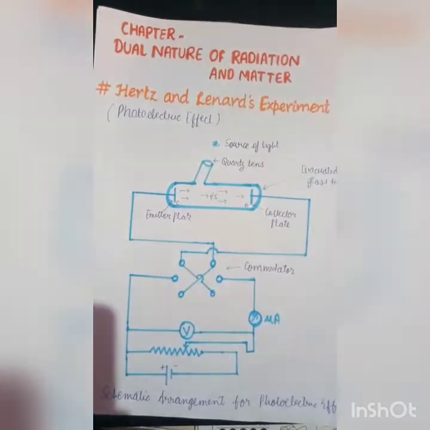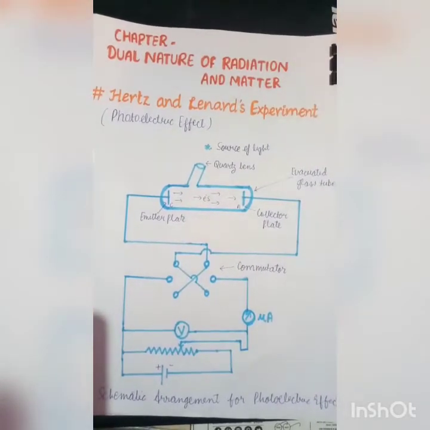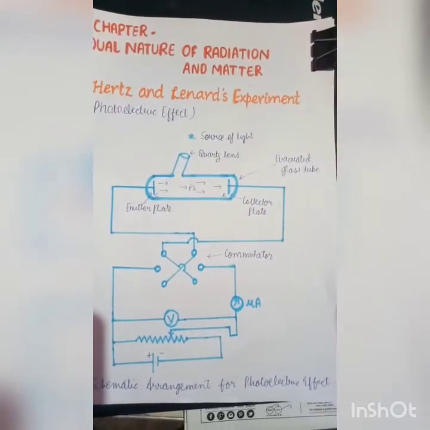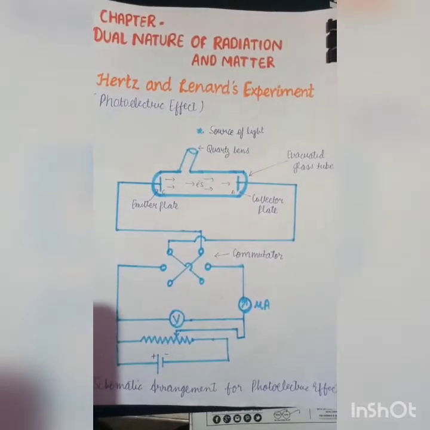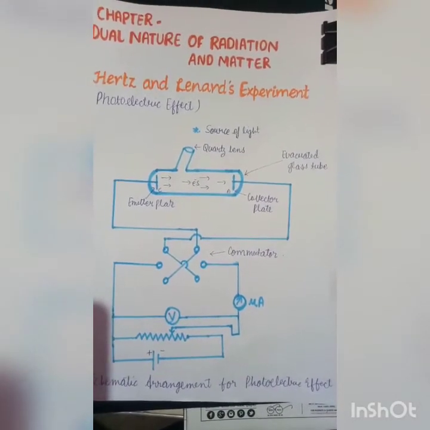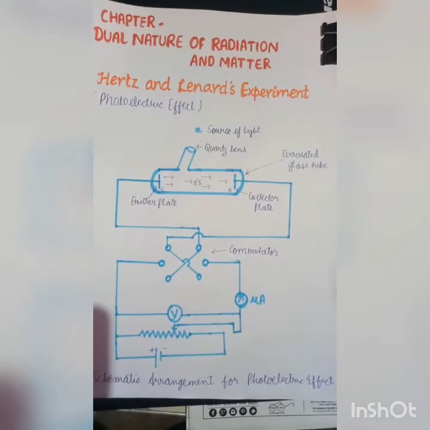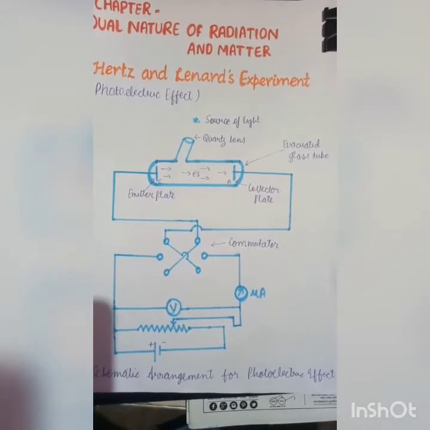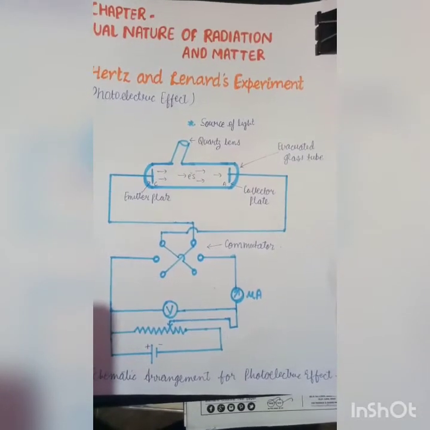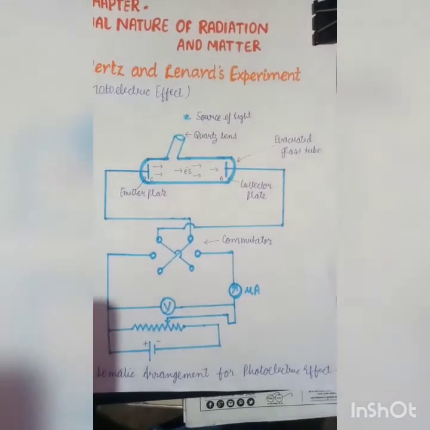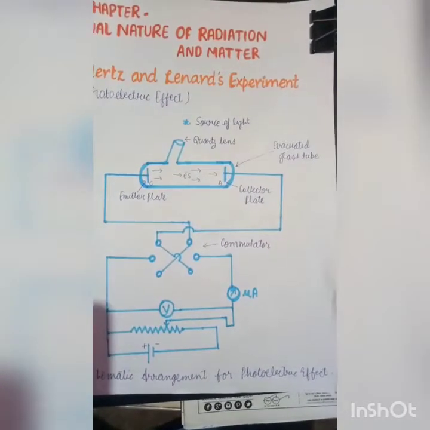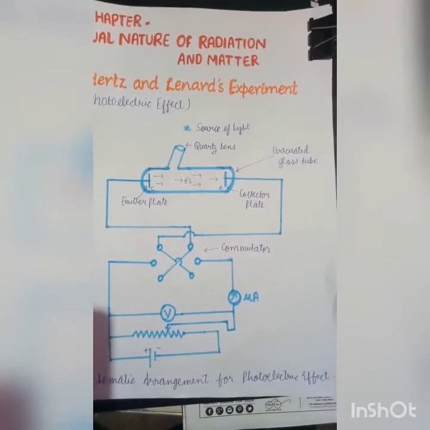Then Hertz comes into the picture. What were the observations by Hertz? Hertz observed that when light falls on a metal surface, electrons escape. How do these electrons escape? Electrons near the surface absorb some energy from the incident radiation, and when they absorb a sufficient amount of energy, the electrons escape from the surface. This was observed by Hertz.